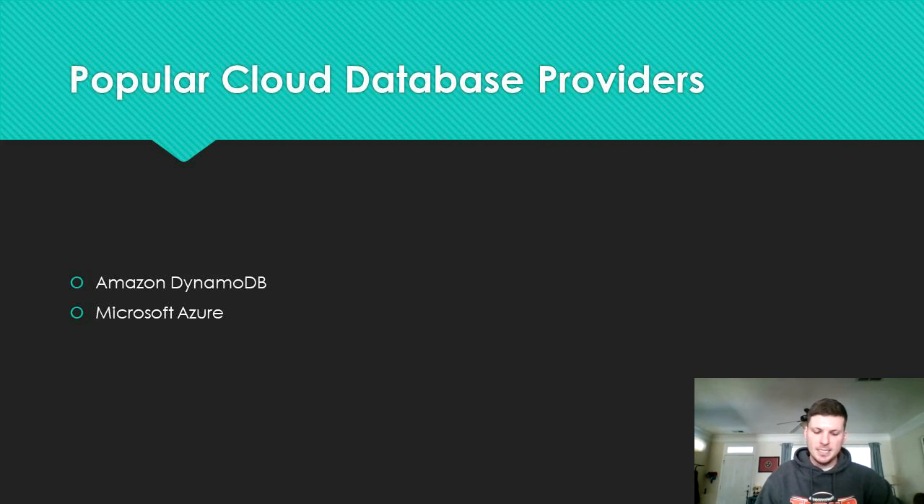Amazon DynamoDB is a key value and document database that delivers single-digit millisecond performance at any scale. It's a fully managed, multi-region, multi-master, durable database with built-in security, backup, and restore, and in-memory caching for internet-scale applications. DynamoDB can handle more than 10 trillion requests per day and support peaks of more than 20 million requests per second.